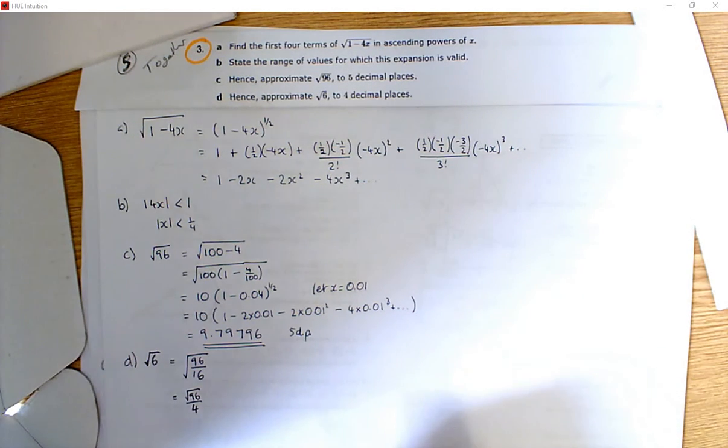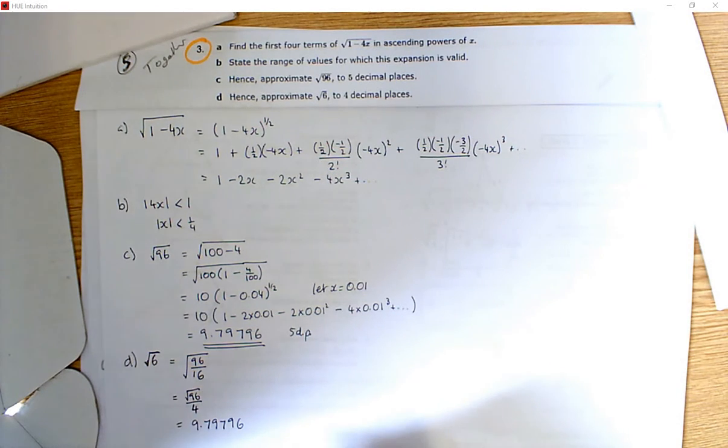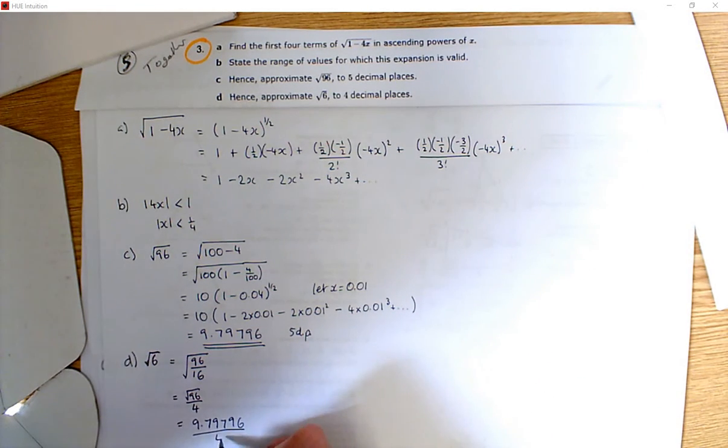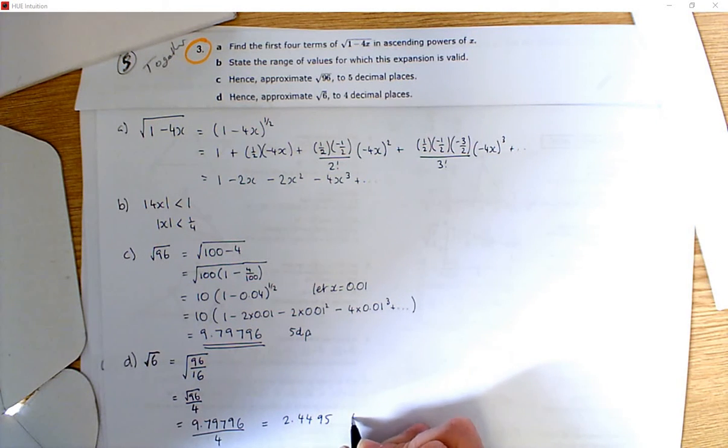So all we have to do is take our answer, but use the more exact one on your calculator, and divide that by 4. And then that gives us 2.4495 to 4 decimal places, which is what we were asked to do.